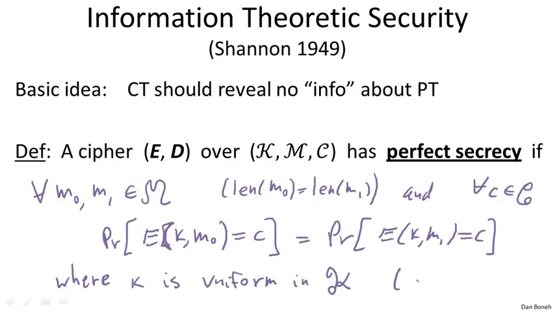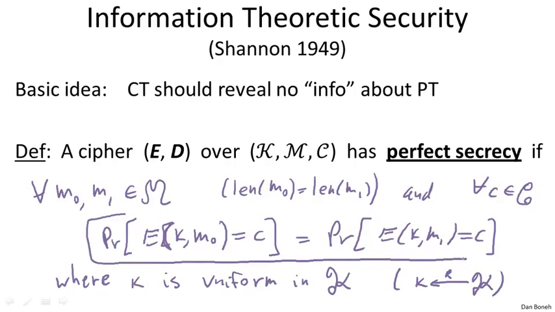I'm often going to write k with a little r above the arrow to denote the fact that k is a random variable that's uniformly sampled in the key space K. This is the main part of Shannon's definition. And let's think a little bit about what this definition actually says. What does it mean that these two probabilities are the same?